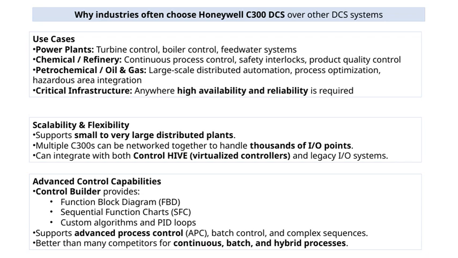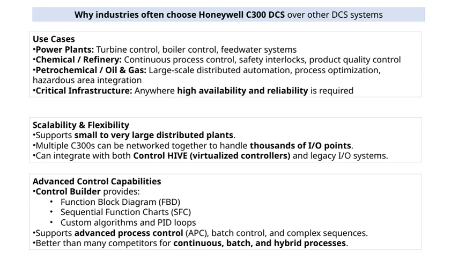In the petrochemical, oil, and gas industries, the C300 supports large-scale distributed automation, process optimization, and hazardous area integration, helping manage complex and potentially dangerous environments safely. When it comes to critical infrastructure, high availability and reliability are non-negotiable, and the C300 delivers just that, ensuring essential systems stay operational at all times.